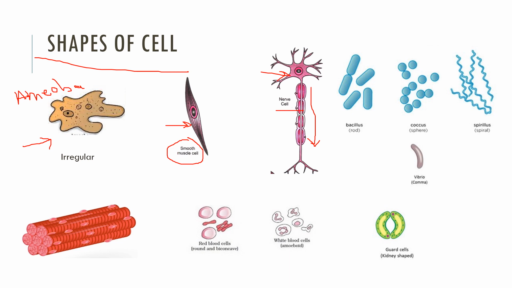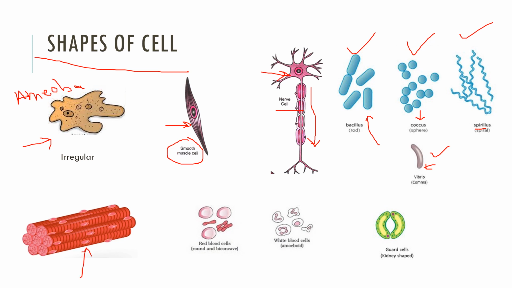So these are the rod shaped cells, and these rod shaped cells are present in bacteria. The example is bacillus, and the bacillus has rod shaped cells. Then these are the round cells, which are also in bacteria, and such round cells are called cocci. And these are spiral shaped cells, which are called spirillum. And this is the comma shaped cell, which is called vibrio. These rod shaped, spherical, spiral and comma shaped cells are present in bacteria.